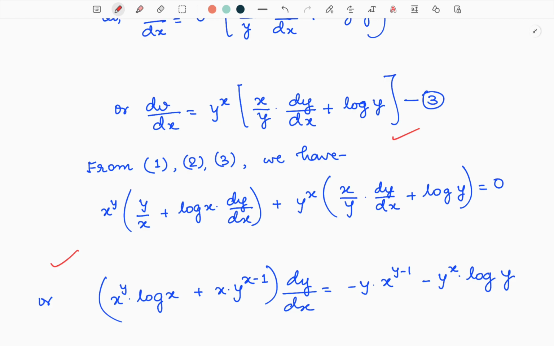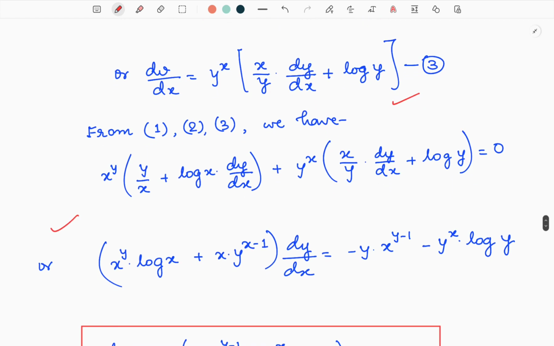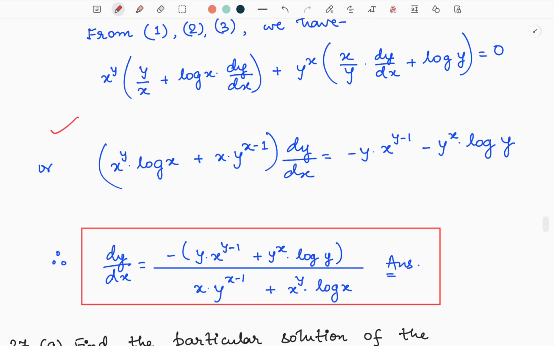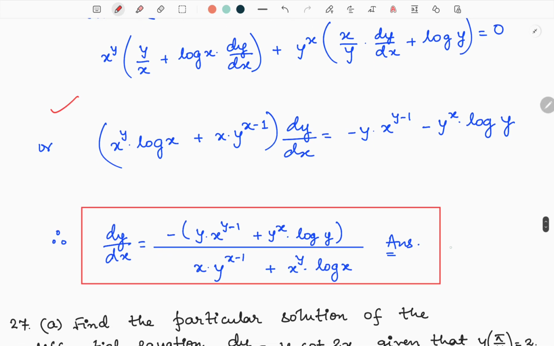In this equation we have to separate dy by dx and the other terms. So what we have done, we have taken all the other terms except dy by dx on the RHS, and in the LHS we have taken dy by dx as common. If we rearrange all the terms, we will get dy by dx as minus, in the numerator bracket, y x to the power y minus 1 plus y to the power x into log y, upon x y to the power x minus 1 plus x to the power y log x.